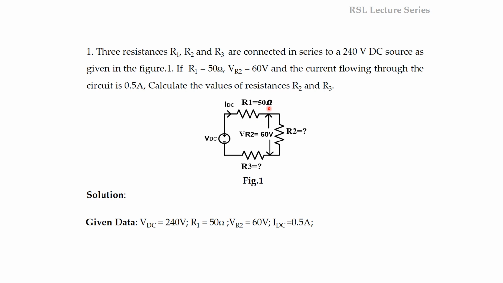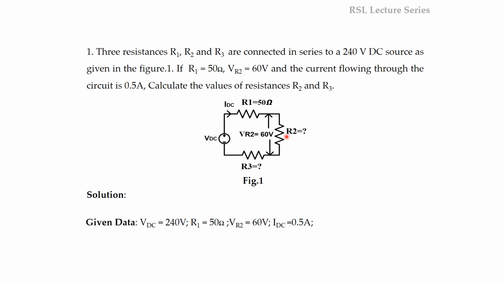So here R1 value is given and voltage drop across R2 is also given. We have to find out R2 and R3. Okay. So first we have to write the given data. So VDC supply voltage is equal to 240 volts, R1 resistance 50 ohms, VR2 voltage drop across the resistor R2 is 60 volts and the total current IDC is equal to 0.5 ampere. So now in the case of a series circuit, as already discussed, this current will remain the same. Okay, the same current will flow through R1, R2 as well as R3.